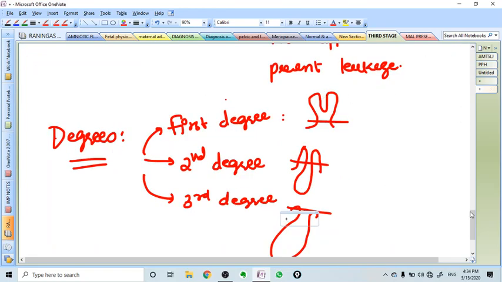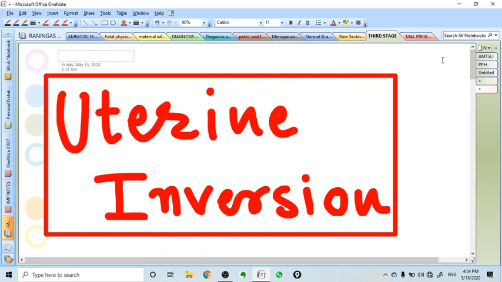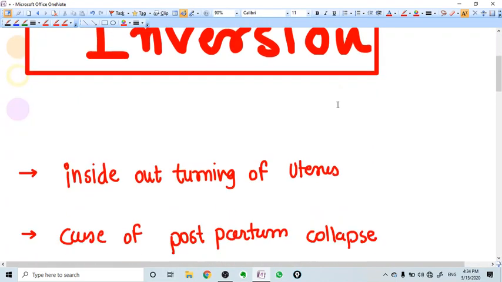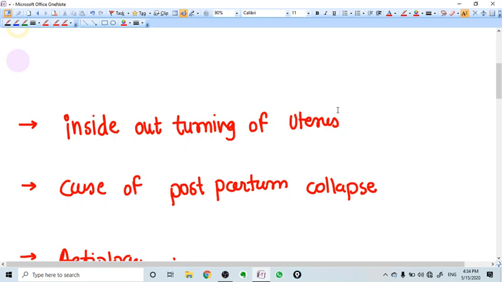Hello friends, in this video we are going to see about uterine inversion. Uterine inversion is nothing but inside out turning of the uterus. For example, if the uterus is like this, the uterus just turns inside around like this, like you turn your t-shirt on the other side.